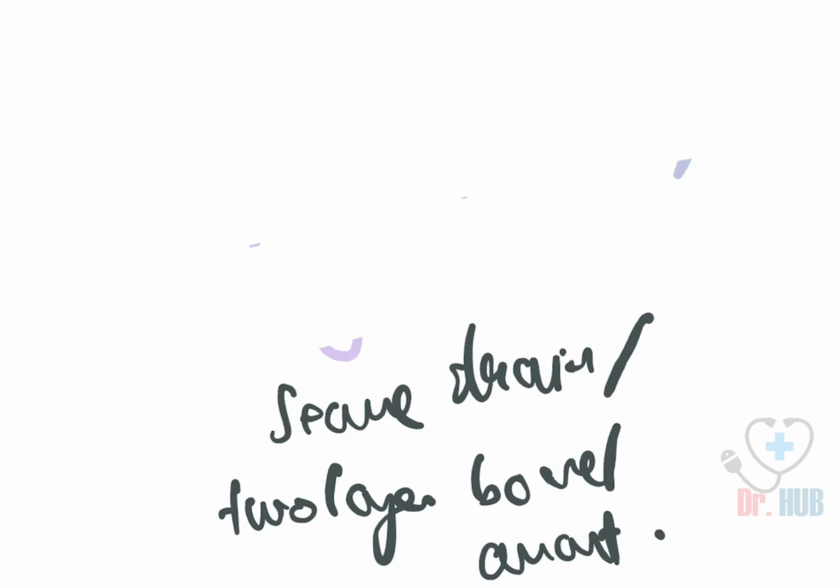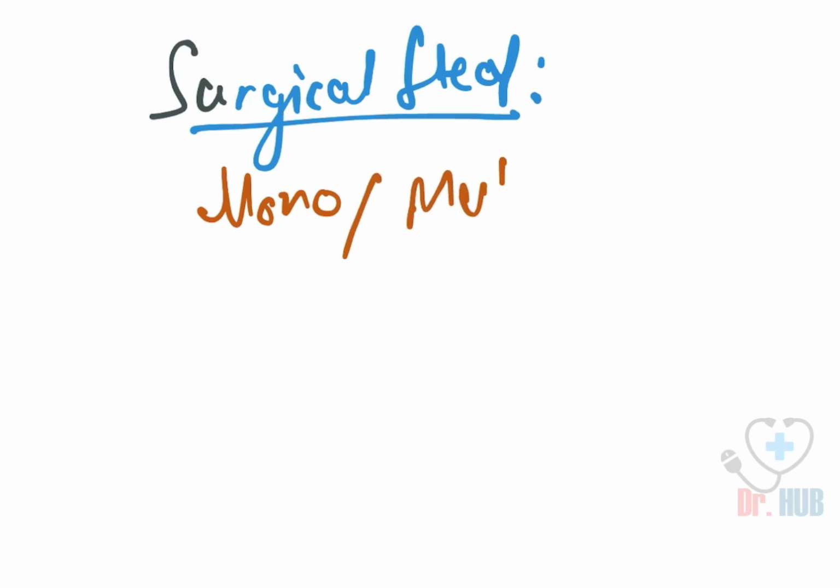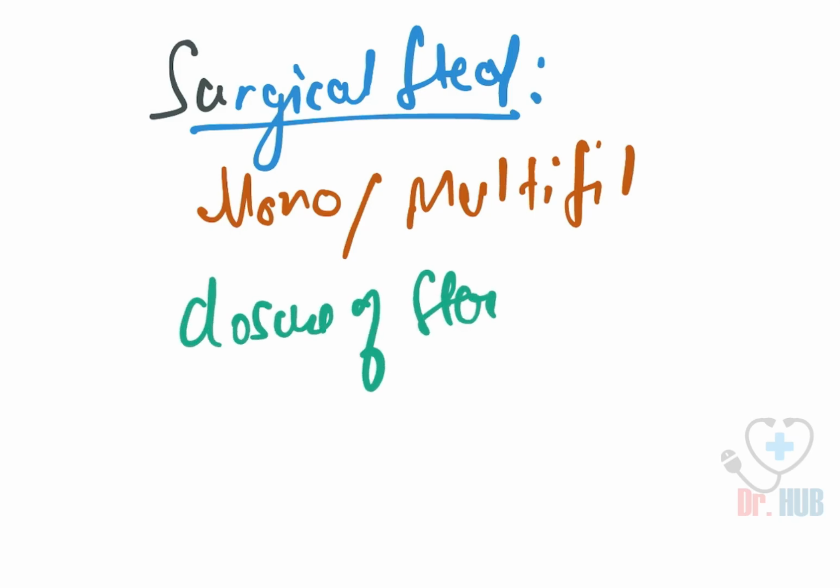Next, non-absorbable, we see the steel. Surgical steel is monofilament as well as multifilament, and it is used in the closure of sternotomy wounds.